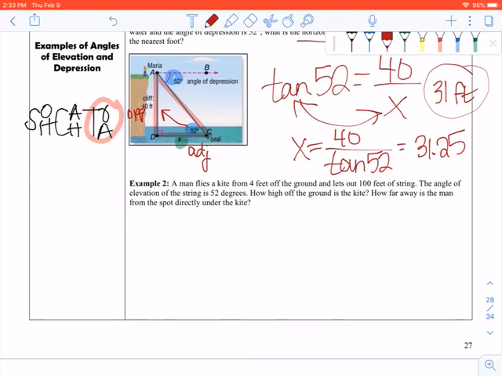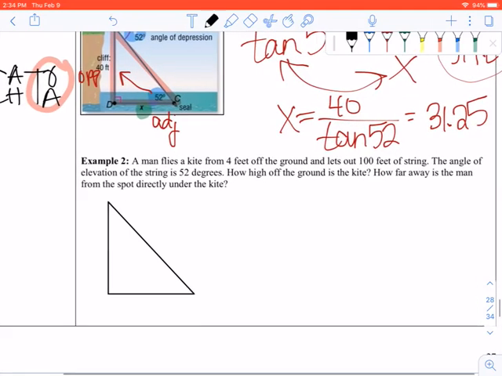All right, now in the second example, we're going to have to draw the picture. So I always draw my picture the same way, kind of like that. Whether it's angle of elevation or depression, it might just help to draw it the same way every time. So we have this man, he's flying a kite from 4 feet off the ground. He lets out 100 feet of string. The angle of elevation of the string is 52 degrees. So that automatically tells you that angle that's with the horizontal line.